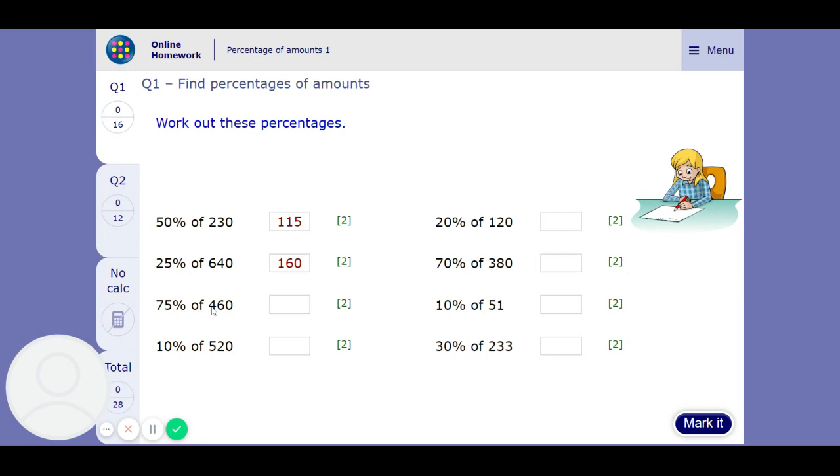So 50% is 230. 25% is 115, and taking off 115, you're going to get 305. All of this is much easier with pen and paper.